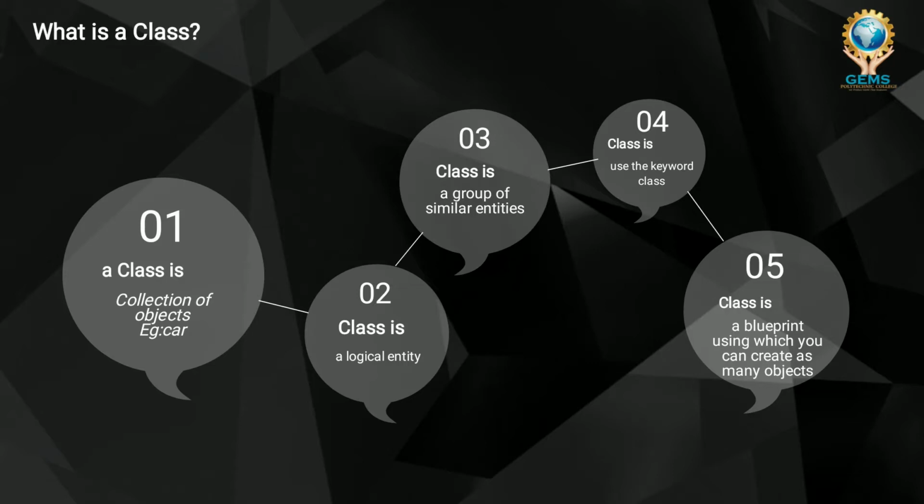Students, what is a class? First, a class is a collection of objects. Class is a logical entity. Class is a group of similar entities. Class uses the keyword class, class is a blueprint, and class is a factory of objects. For example, car, bus, fruit, flower, animals. You can take anything as a class, and a class will contain many subgroups that are called objects.